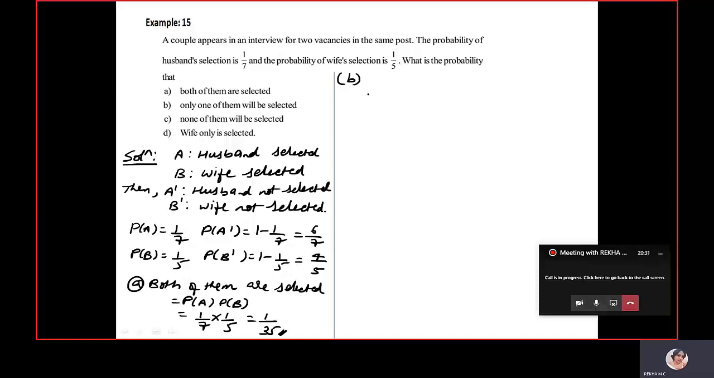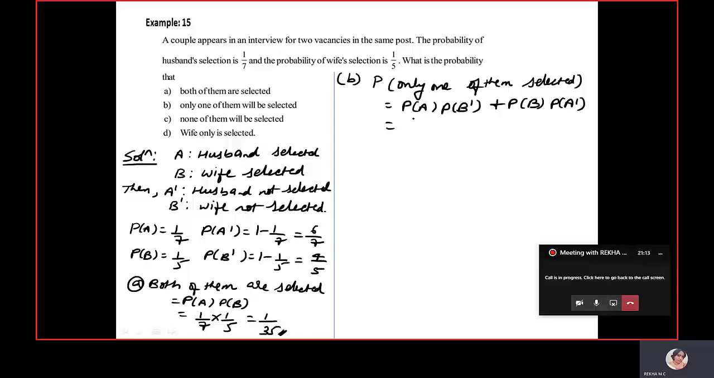Subquestion B, only one of them will be selected. So the probability of only one of them selected, that is equal to P of A into P of B complement. So husband selected, wife is not selected, or wife selected, husband is not selected. So plus P of B into P of A complement.